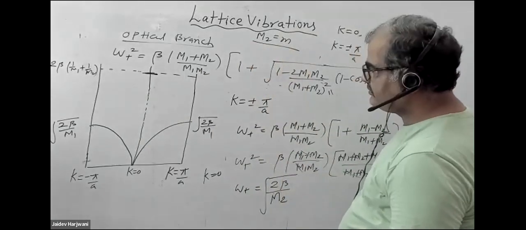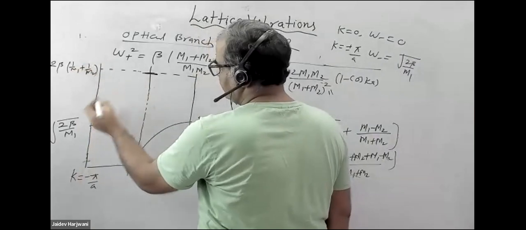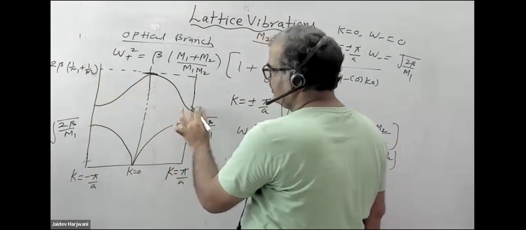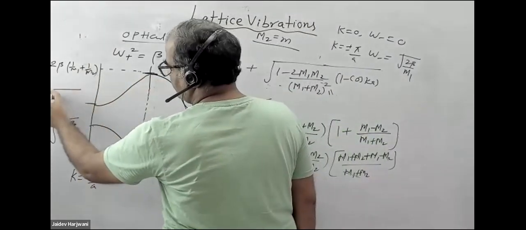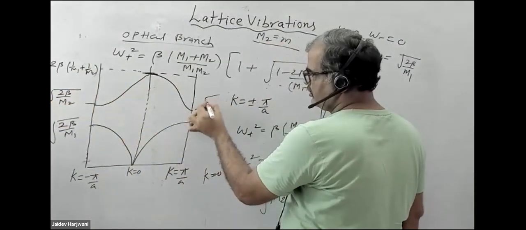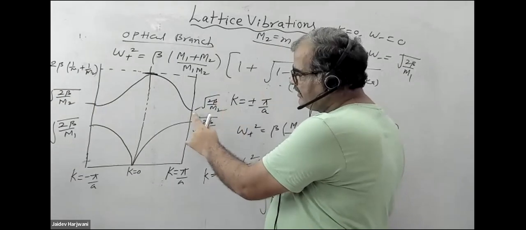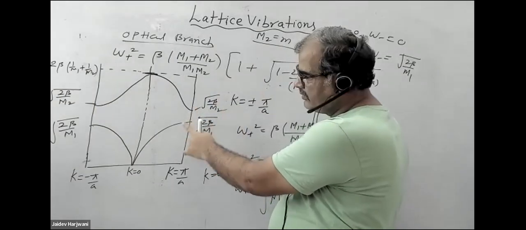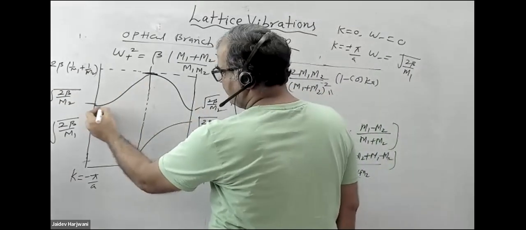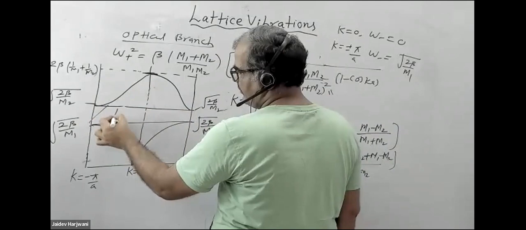So now here we have 2 beta upon m1 and 2 beta upon m2 at the boundaries. This value goes here, and it reaches this value. This value is 2 beta upon m2, and this value is under root 2 beta upon m1. If masses m1 and m2 are the same, then there will be no gap. Then there will be continuous frequency, as I showed you in the simulations on the website. So this is called your forbidden region.